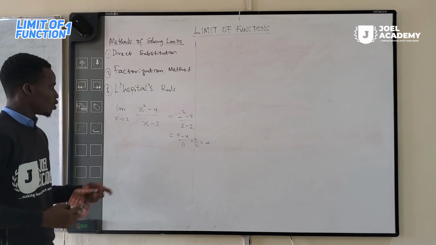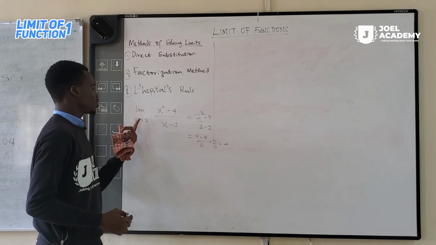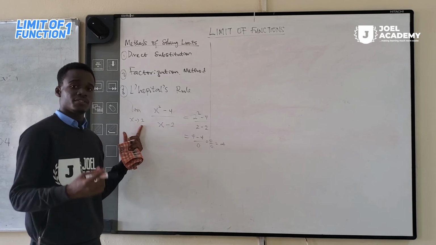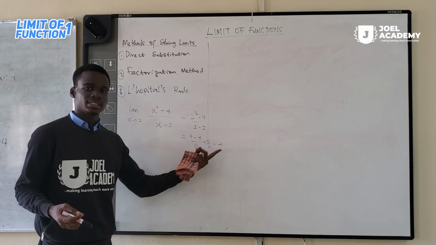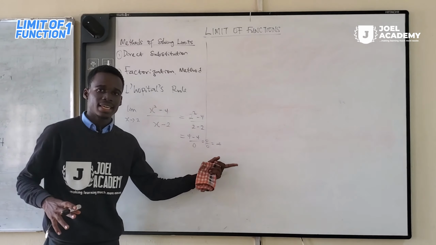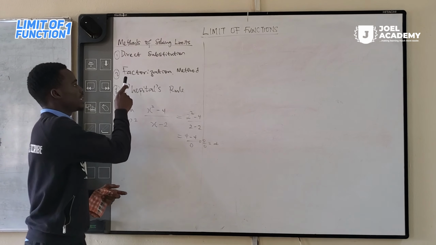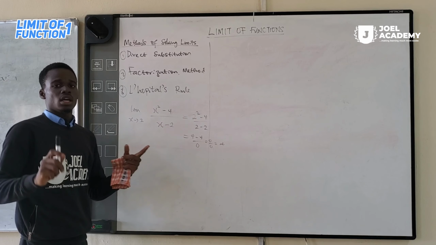So now, we're asked to find the limit as x tends to a finite number, but at the end of the day we are getting infinity as the answer. It means the direct substitution method will not work here. So we'll see how we can apply either the factorization method or L'Hopital's rule to solve this.